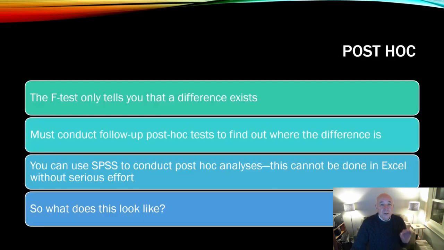Now, the F-test only tells you that a difference exists, right? It's like saying it's hot or it's cold. It doesn't say whether it's raining. It doesn't say how hot. It doesn't say whether or not it's hotter than yesterday. It just says hot or cold. And so you have to do a bunch of follow-up pieces to be able to tell a better story.